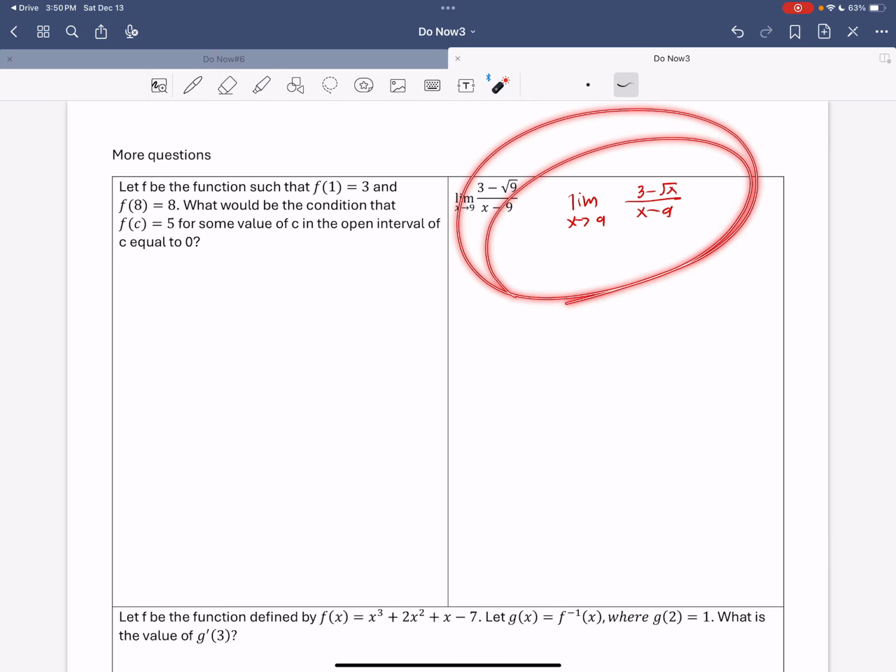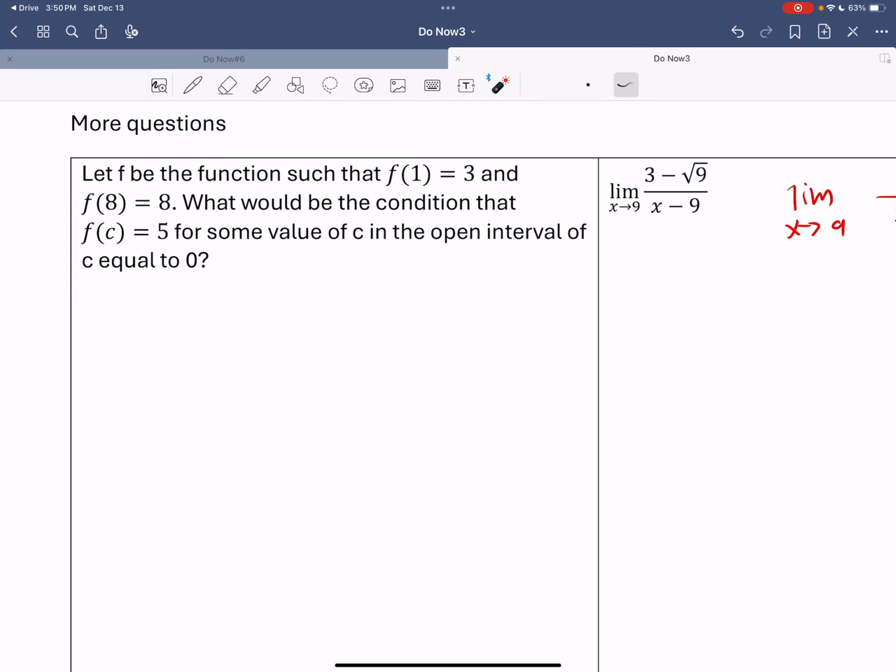And that's the only thing that I changed. So here, let f be the function such that f of 1 equals 3 and f of 8 equals 8. What would be the condition that f of c equals 5 for some value of c in the open interval of c equal to 0? Man, they say solve blah blah blah, but basically what they're saying is this is x and y, right? So this is 1, 3, and there's 8, 8. The question is, are there going to be values c where y is going to be equal to 5?